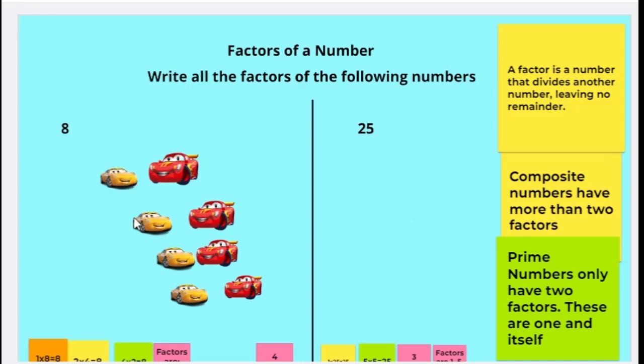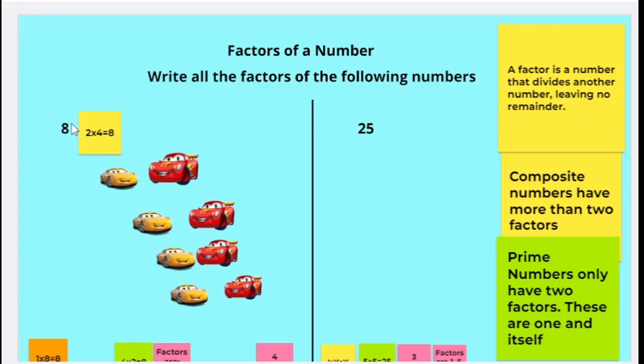How many groups of 2 do we have? We have 4 groups of 2. So right away we know that 8 divided by 2 equals 4. That will give us 4 groups of 2. All right, so 2 times 4 equals 8. So can we try another number?